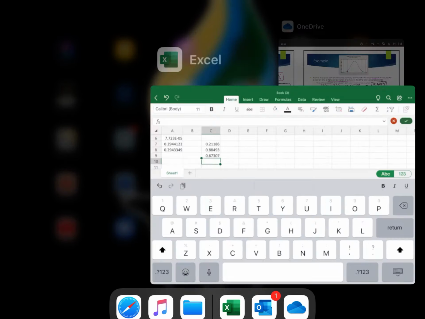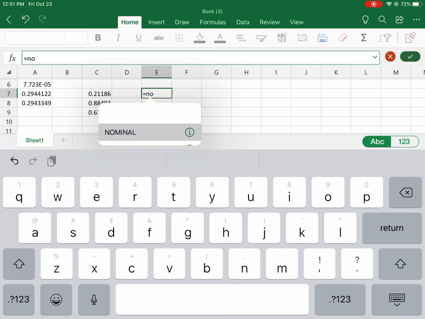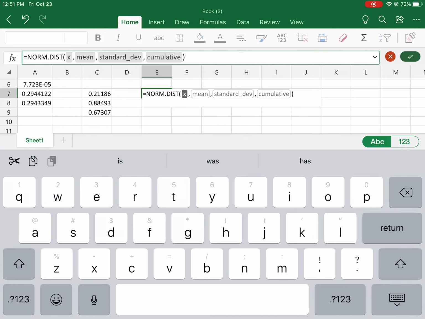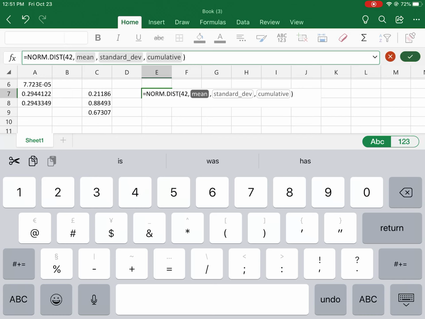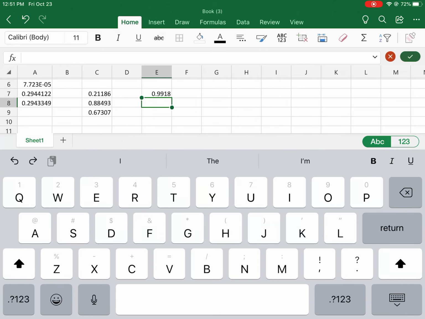Okay, so let's go ahead to our Excel. Okay, so again, normal distribution, 42, 35, true. Okay, hit enter. Okay. So again, remember, that's saying that's to the left. So that would be less than 42 minutes. So if I'm interpreting that, that means that this pizza company, 99% of the time, I'm going to get my pizza in less than 42 minutes.